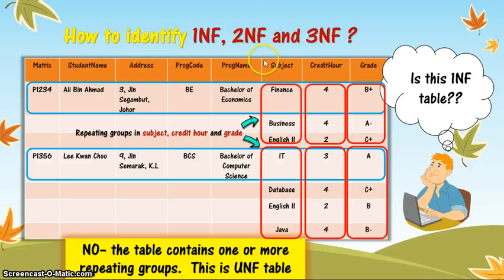First of all, once you look at the table given to you, you have to identify first. Is this table 1NF? If you look at the first table here, you can see that there's an empty cell here, and an empty cell here, and you can see that repeating groups exist, especially in subject, credit hour, and grade. Repeating groups for metric student P1234, repeating groups for metric student P1356. So we can see that.